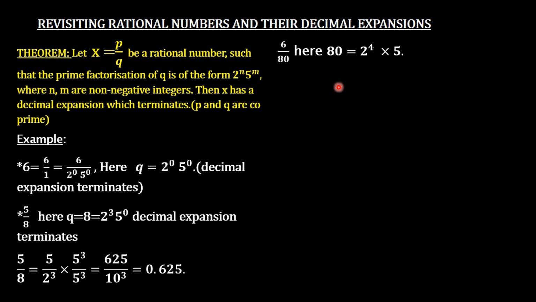That is, it is of the form p by q, p and q have only common factor 1. And what is next? This denominator is of the form 2 cube into 5. So its decimal expansion terminates. Okay.